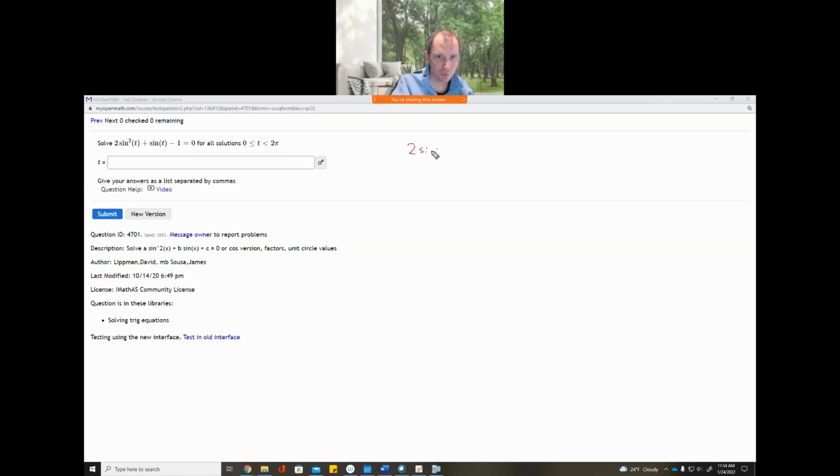So if I have 2 sine squared t plus sine of t minus 1 equals 0, what I want to do is get sine of t by itself. One way to do that, and I think maybe a helpful way to think about it, is to do a substitution. Let's just pick a different variable. Maybe let y equal sine of t. Then this would look like 2y squared plus y minus 1 equals 0.